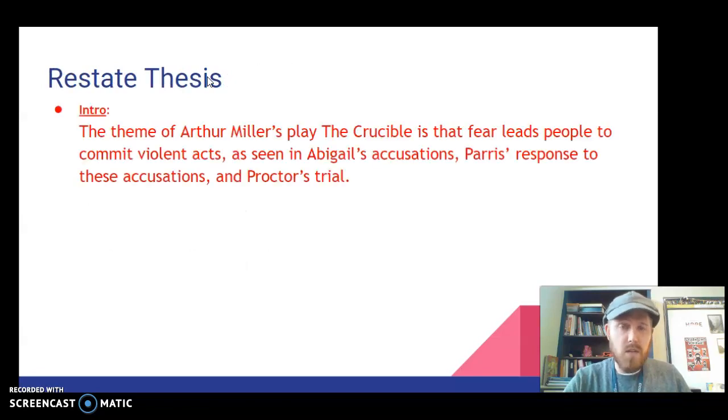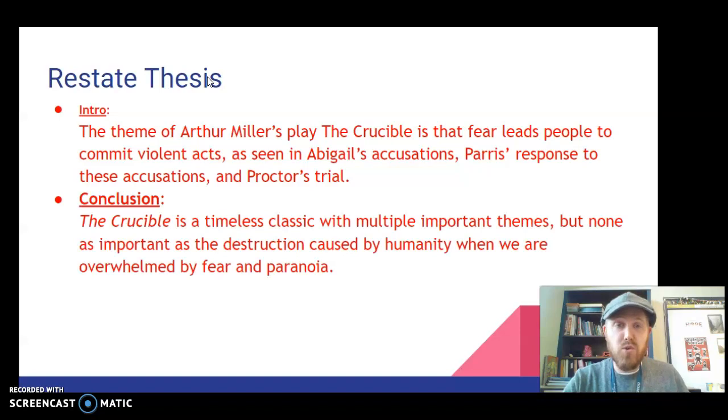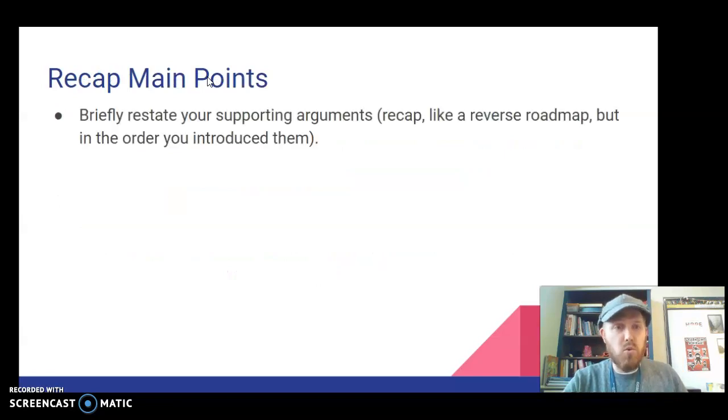Restate your thesis. Here's how it goes. If this was my thesis in my intro paragraph, I'm going to mix up the word choice and rearrange it so that I'm basically saying the same thing, but different, with fresh words. So here's how it would look. Mix it up.